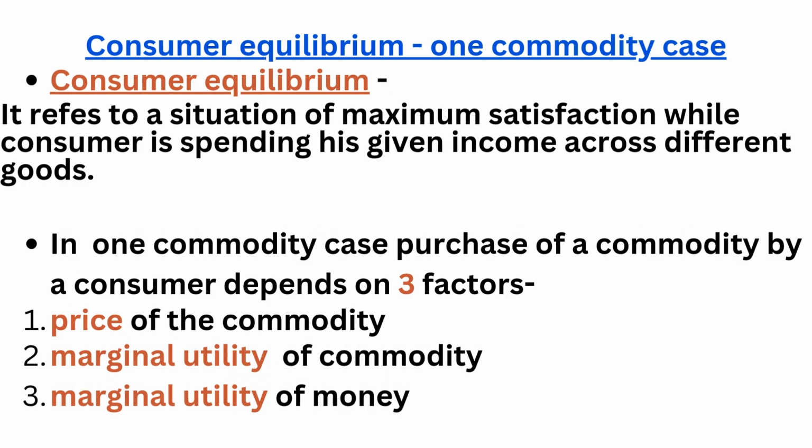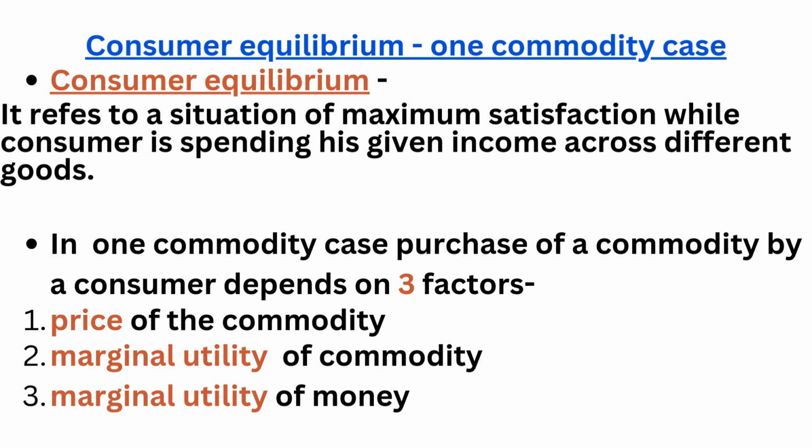Now we will move toward our next point of discussion, that is consumer's equilibrium, one commodity case. First, we will understand what consumer's equilibrium is. Consumer's equilibrium refers to a situation of maximum satisfaction while the consumer is spending his given income across different goods.